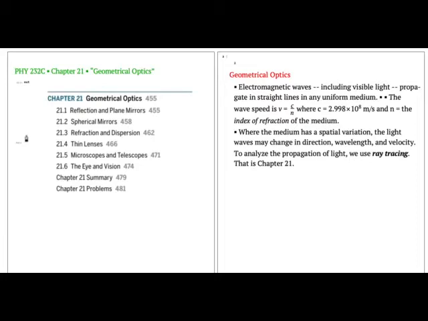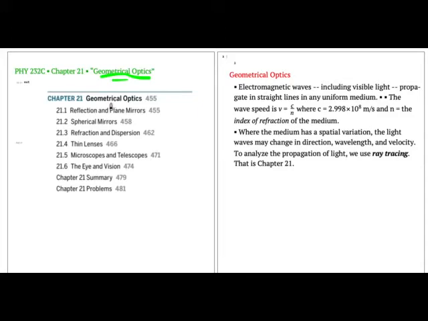The topic this week is geometrical optics. We've studied electromagnetic waves as an effect of electromagnetism, and we've seen how that includes light, all the different kinds of light, in particular visible light. And now optics is the science and technology of light.